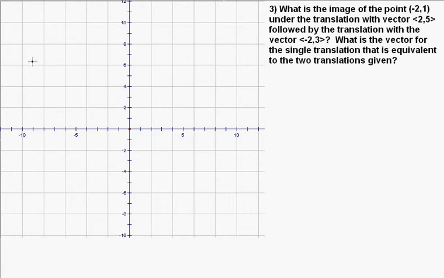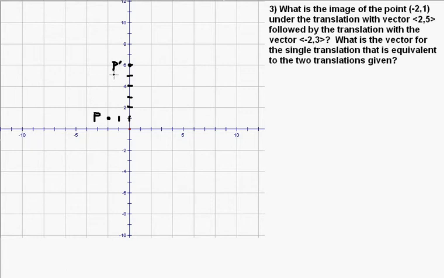All right, if we have the point (-2, 1), which would be a point approximately right here, and then we are translating that by the vector, 2 places to the right and 5 up, 1, 2, 3, 4, 5. So if this is point P, we'll call this P prime.